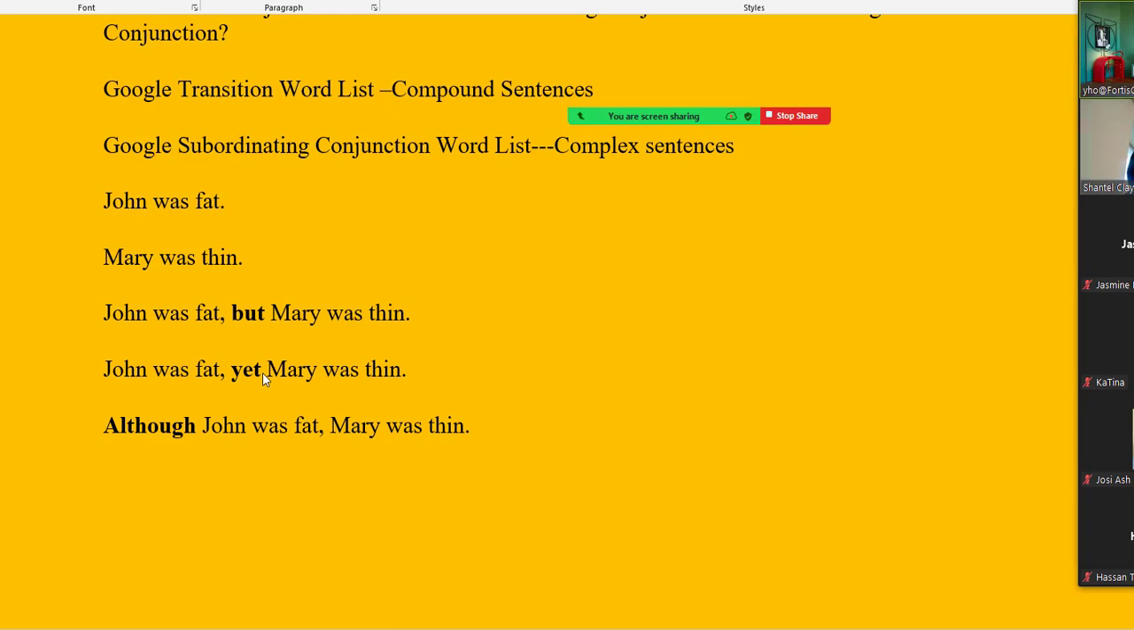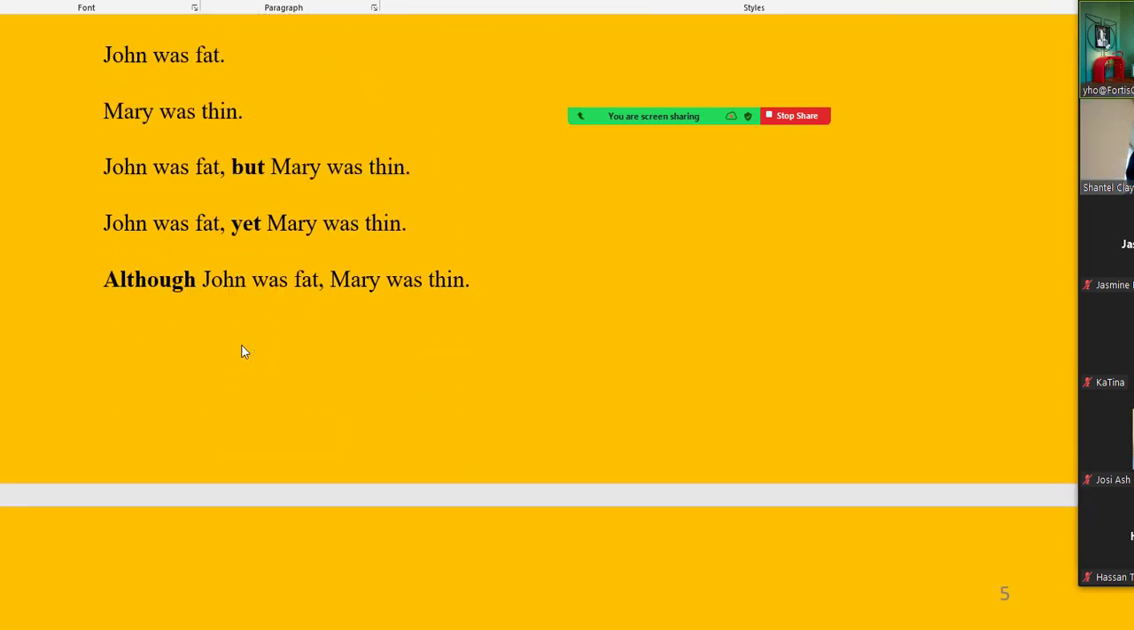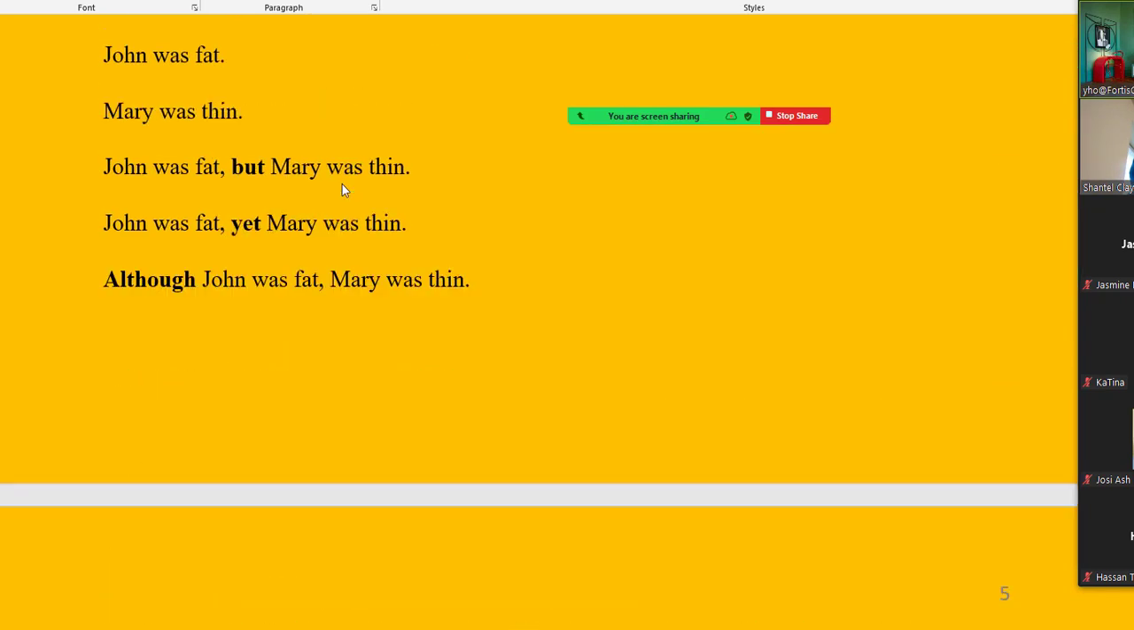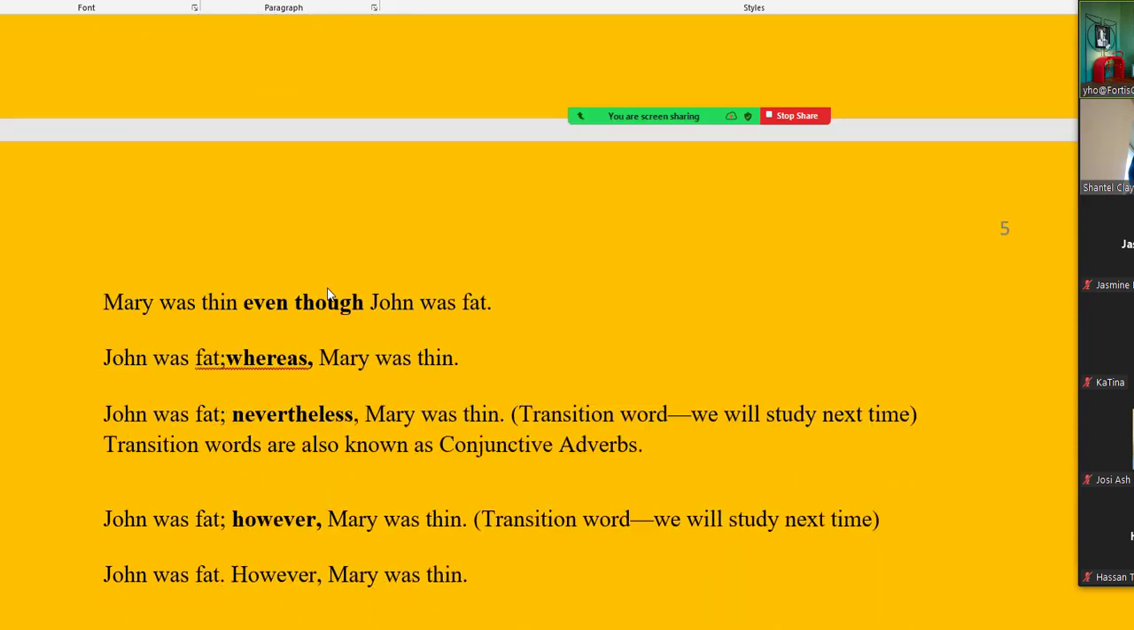Okay, it's these little things, knowing sentence structure. So this is just a little bit. So here, Mary was thin, even though John was fat. Oh, and another thing is, if the dependent clause is at the beginning of the sentence, you have to have a comma. If the dependent clause is at the end of the sentence, you don't need a comma. So if I say Mary was thin, even though John was fat, then you don't need a comma.